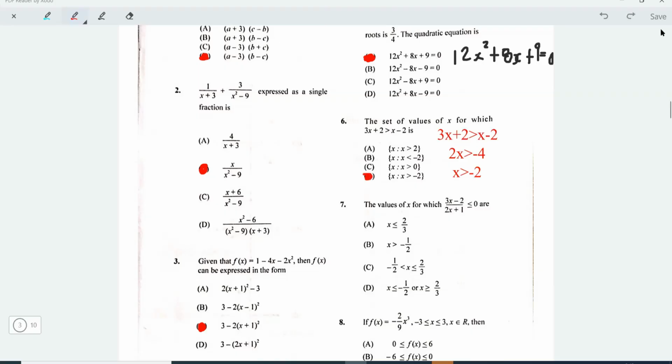Nice. Now this one right here, it says find the values of x for which 3x minus 2 over 2x plus 1 is less than or equal to 0.